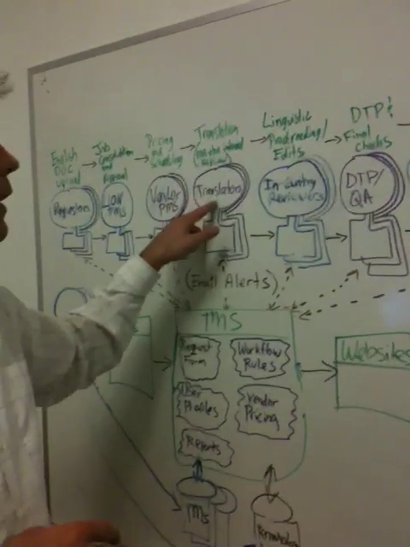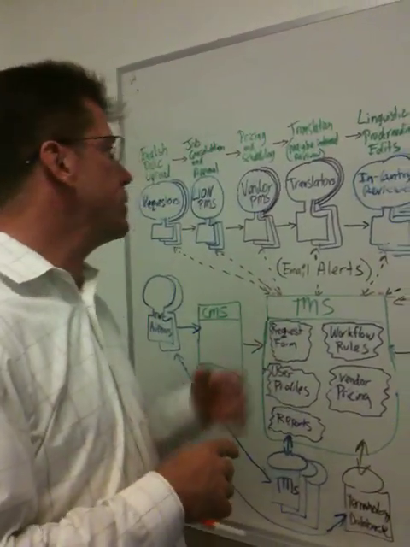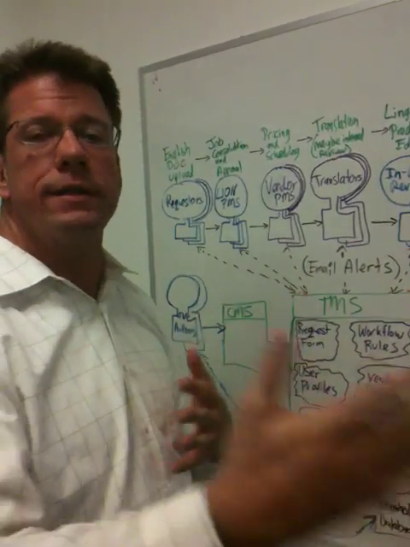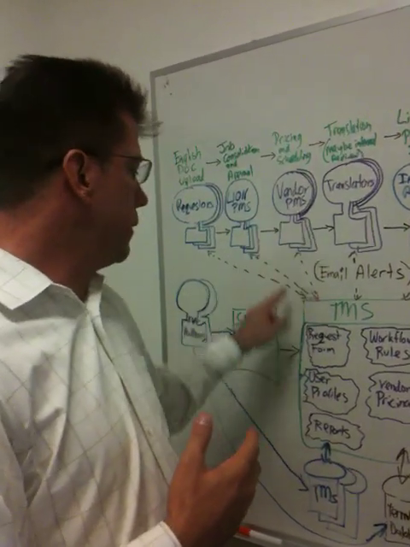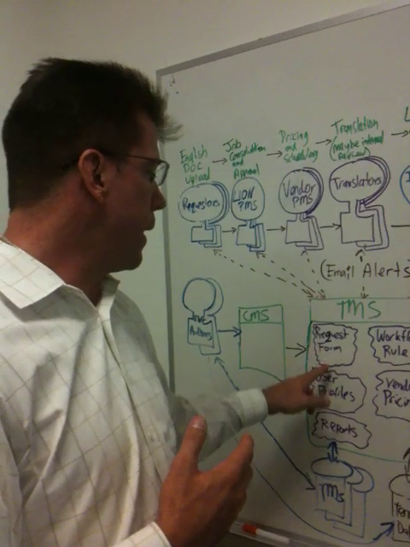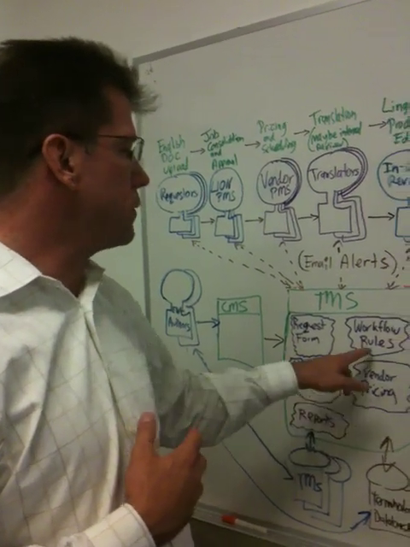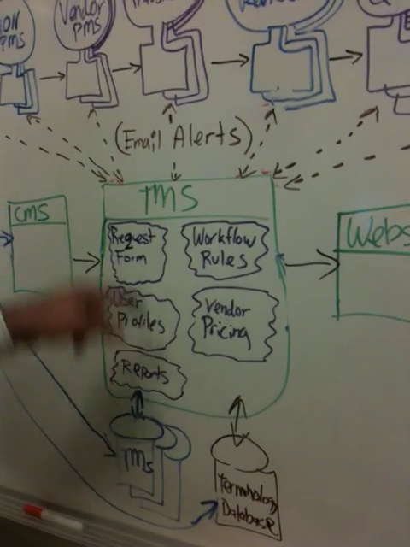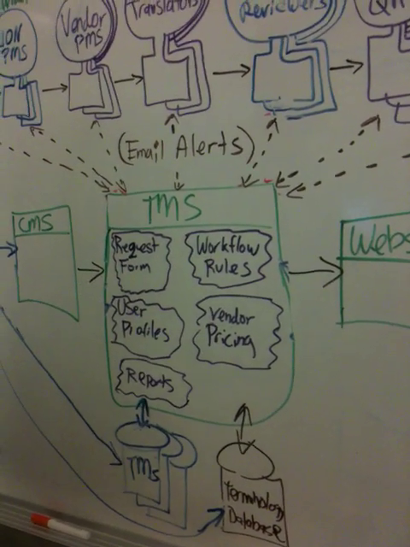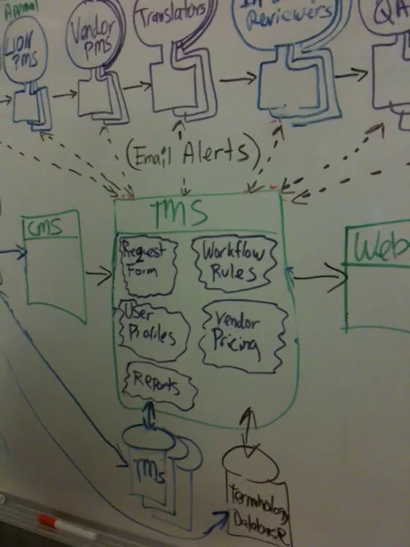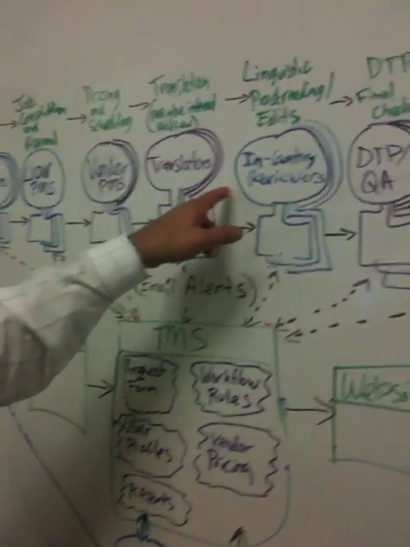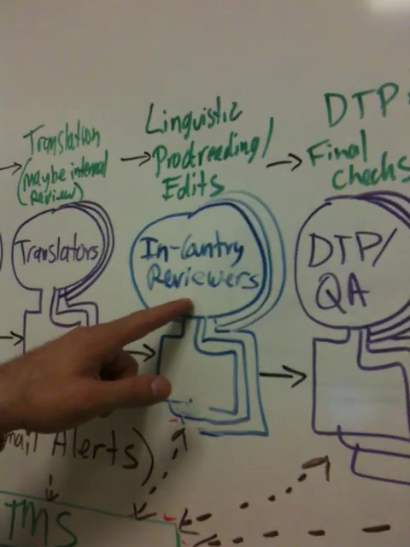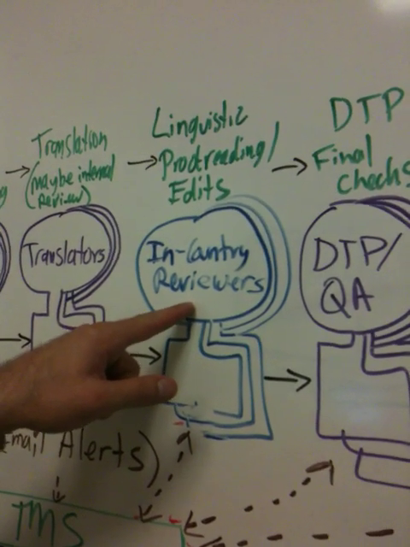We have translators in several different languages, and the system knows where to send the files to, because down here, again at TMS, we've included user profiles and workflow rules. And so this informs the system of where and who to send the next step in the project to. Then back up to the next step. Once the translations are complete, they go to a group of translation reviewers or in-country reviewers.